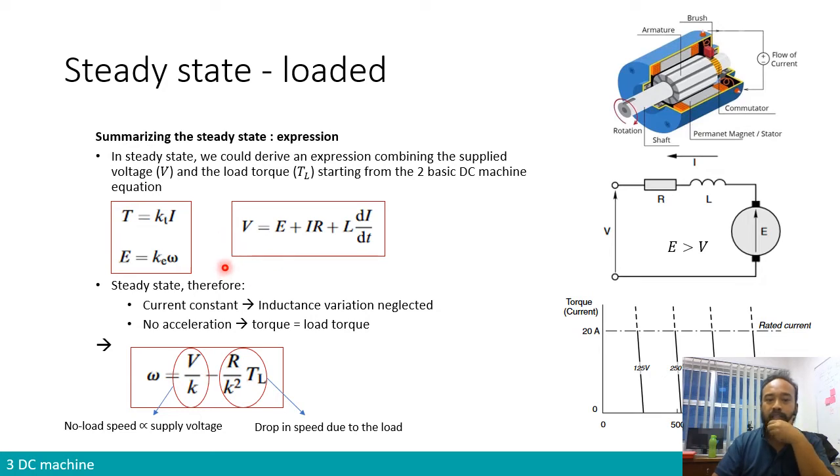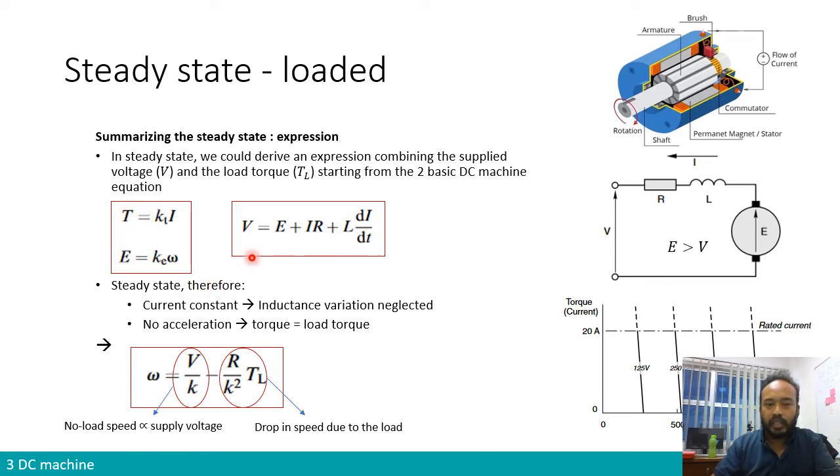Now at steady state, the voltage that we have over here is our supply voltage. And the load that we are looking at over here, the torque, will be the load torque. In steady state, we know that the current is constant, so this part will be neglected as usual. The current over here will be constant. There will be no acceleration. When we have no acceleration, it means the torque equals the load torque. So we consider I is constant and T over here is TL, the torque of the load.